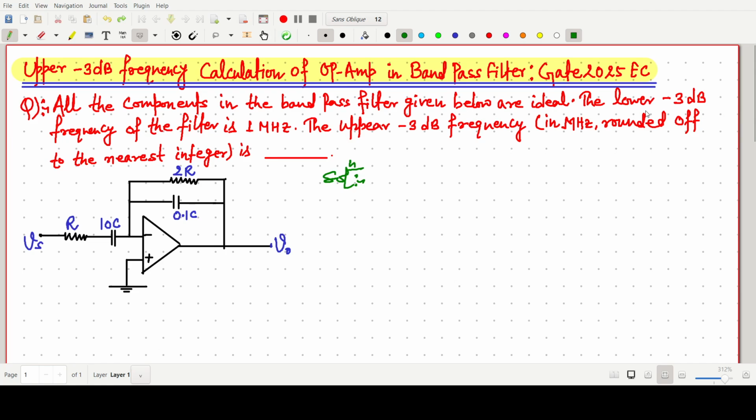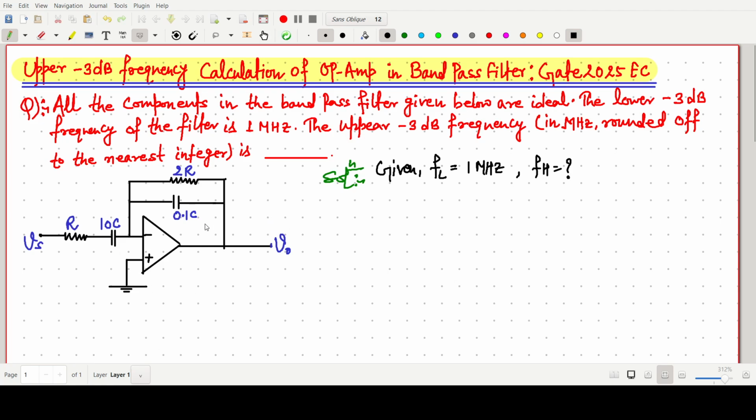The lower minus 3 dB cutoff frequency is given as 1 megahertz. So FL is around 1 megahertz, and we have to find the upper minus 3 dB frequency, that is FH. And this one is the circuit.